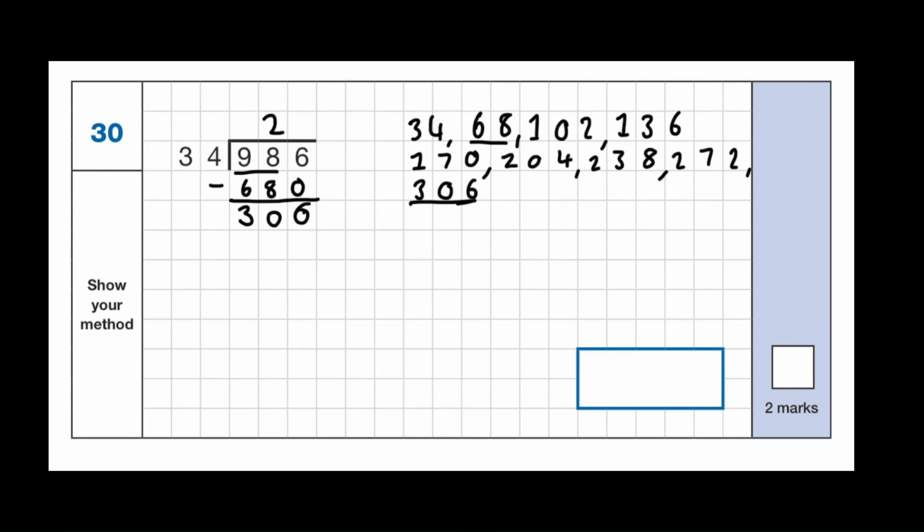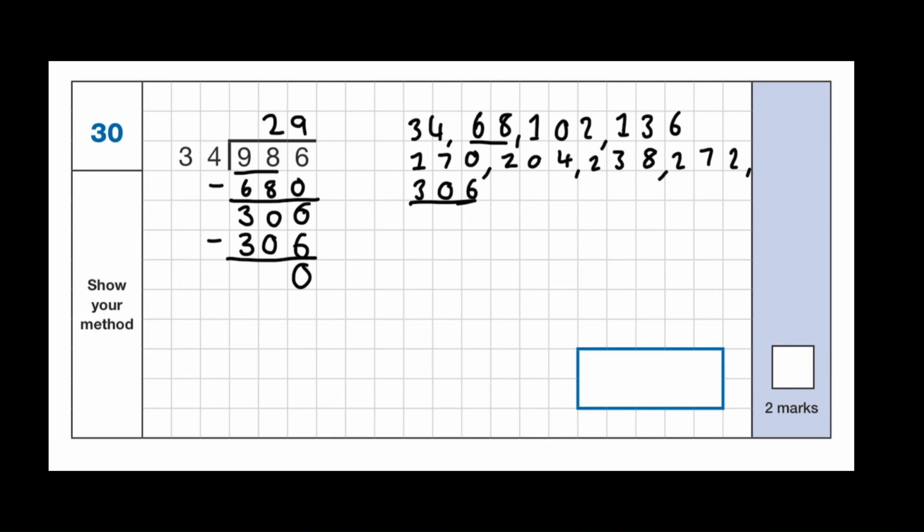I can see that 9 34s go into 306, and therefore I need to put the digit 9 in the ones column, and therefore 986 divided by 34 is equal to 29, as 306 minus 306 would be equal to 0.